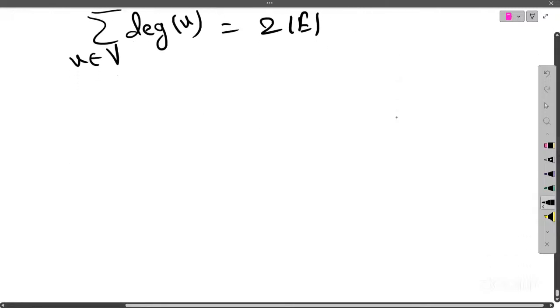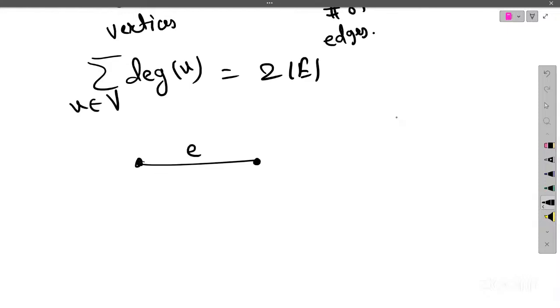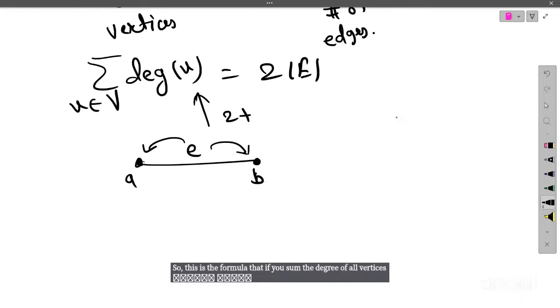The reason behind this is very simple. Suppose you have an edge, then that edge contributes 2 to this sum. If this is an edge e, it gives 1 degree to vertex A and 1 degree to vertex B. That means one edge corresponds to 2 in this particular sum. So the sum of the degrees is nothing but twice the number of edges.